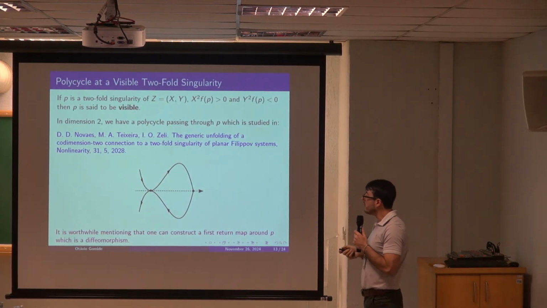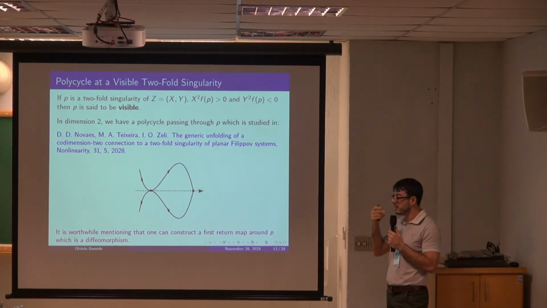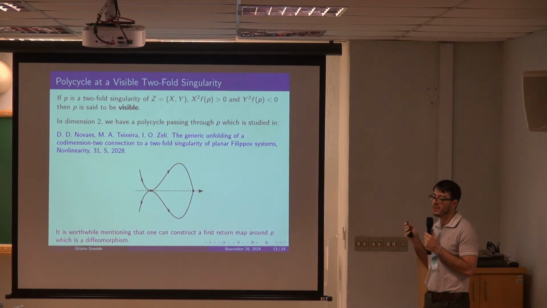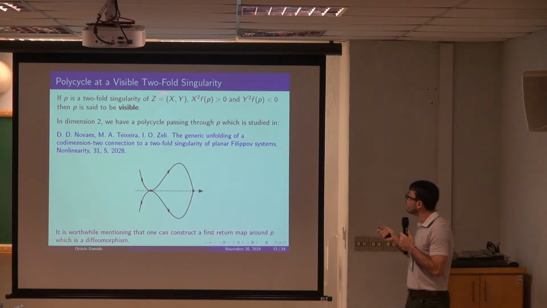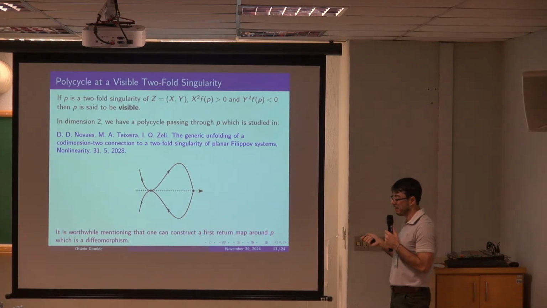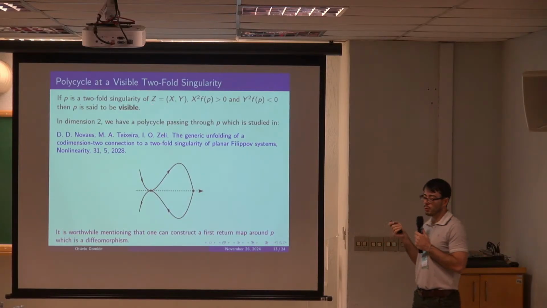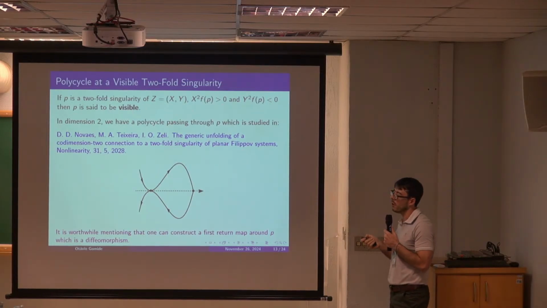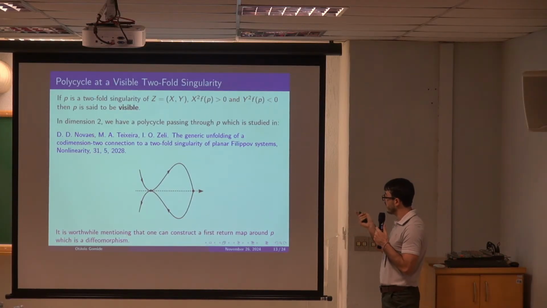Well, and now I'm going to talk about a problem motivated by this kind of singularities. Of course, we must look at the hyperbolic one, which happens when both vector fields have a visible quadratic contact with sigma. So we have a visible two-fold singularity. In dimension 2, a connection passing through this kind of singularity was already studied by Douglas, Marco, and Iris.